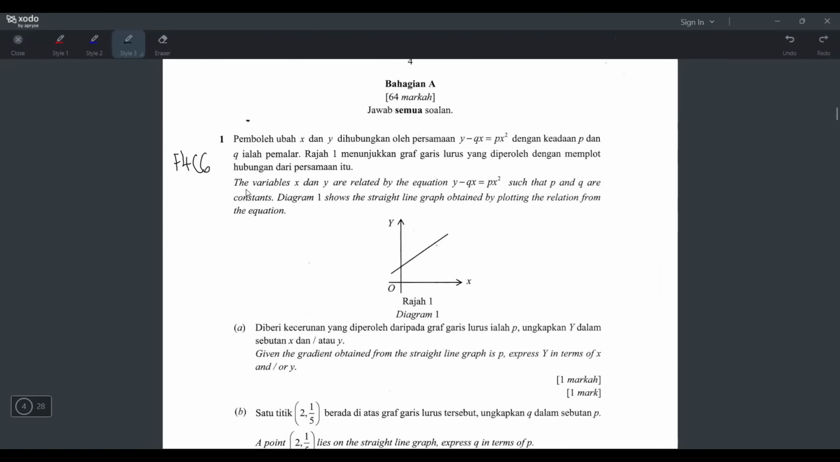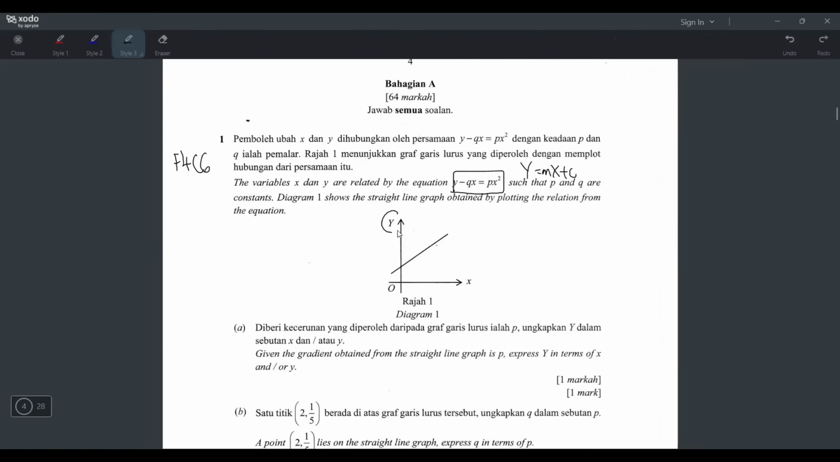Okay, the variables x and y are related by this equation such that p and q are constants. Diagram 1 shows the straight line graph obtained by plotting the relation from the equation. So in the diagram, on the y-axis they put big Y, but on the x-axis they put small x. All right. For linear law questions, when they give you an equation, you will always change it to linear form, y equals mx plus c. And you want to make sure your y-axis matches the y-axis in the graph, and also the x-axis matches the x-axis in the graph, right?